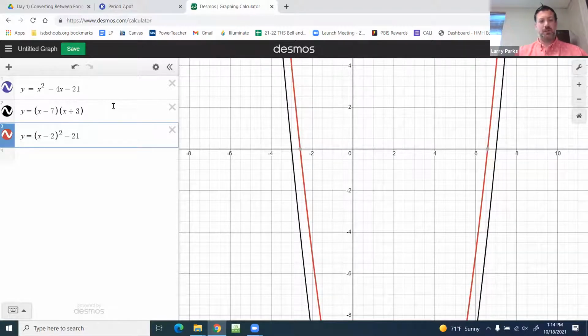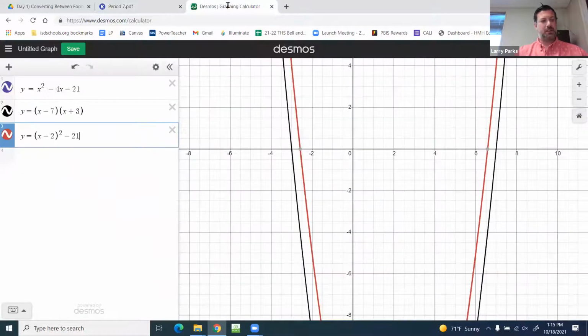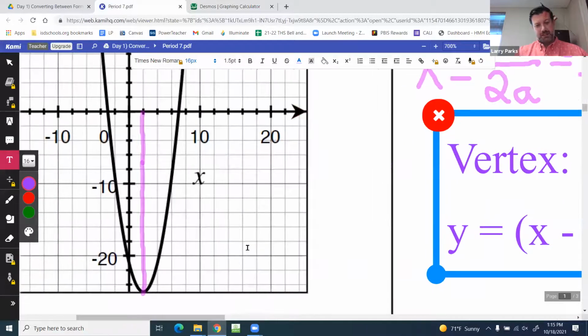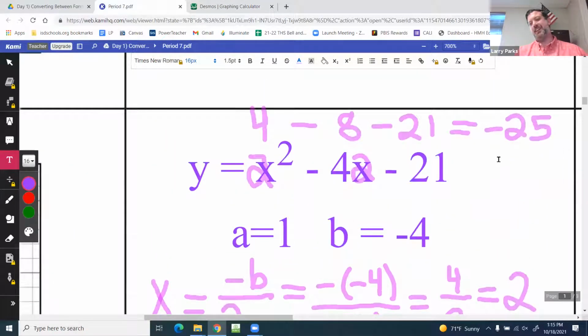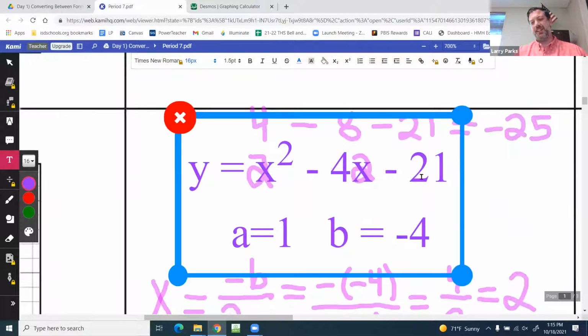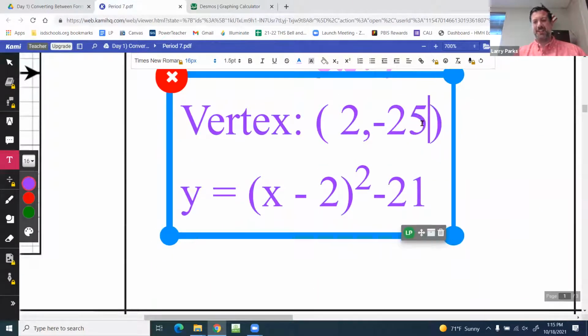Uh-oh. That is not the same thing. That's not good. Oh, it's negative 25. I looked at that number. It's negative 25, so change that to negative 25. This is why we check our work.